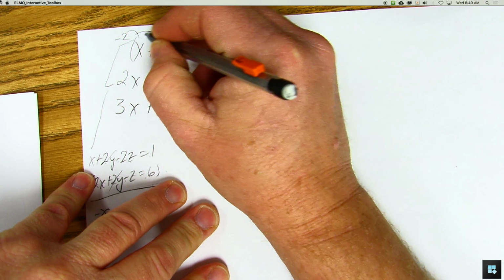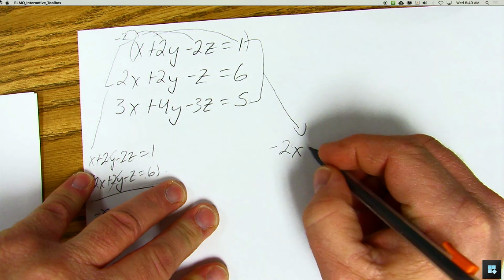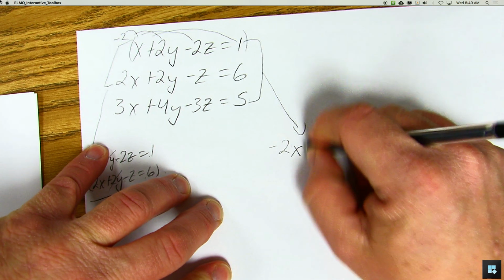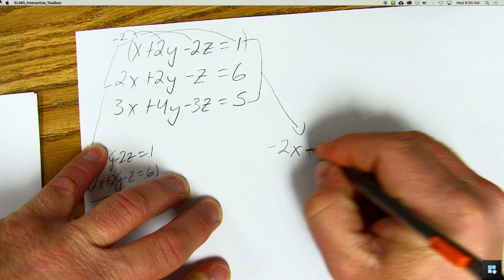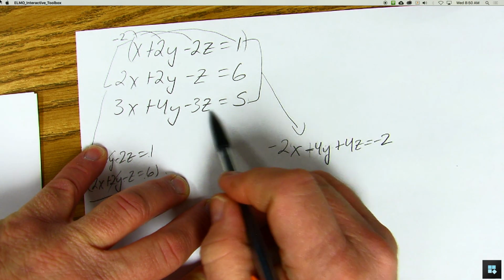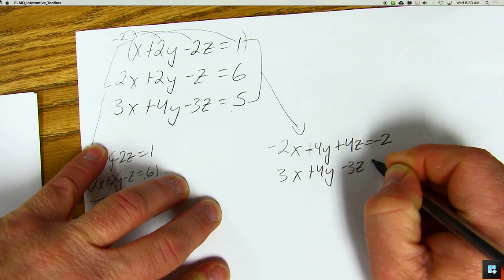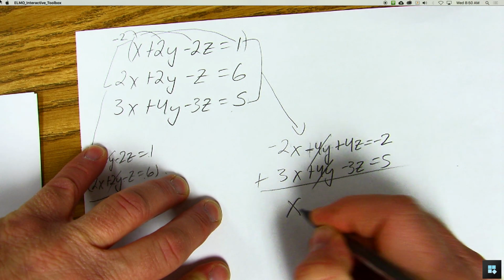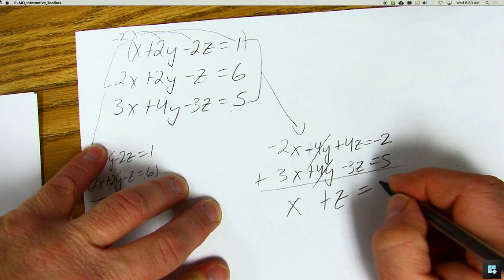By so doing, that gives me negative 2x minus 4y first. Got to remember that minus 4y right there. Minus 4y plus 4z equals negative 2. And the bottom equation is 3x plus 4y minus 3z equals 5. Now I'm going to go ahead and add those together. So these will cancel. This gives me just x. This gives me z. And that equals 5 minus 2, which is 3.